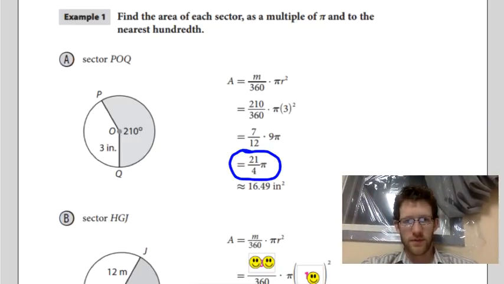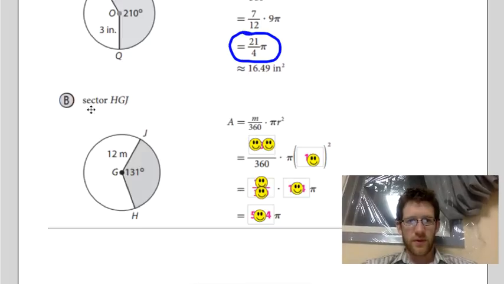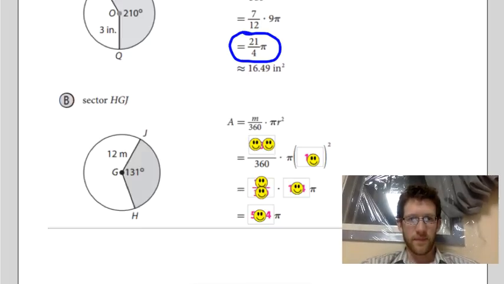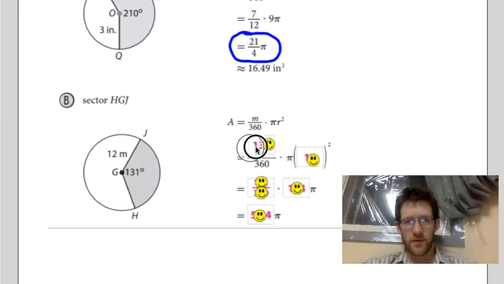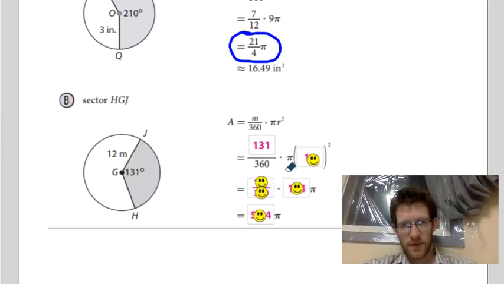So, good job. The second one here is sector HGJ, H to G to J. Again, we're going to use shading to clarify that it's this one on the right. It's 131 degrees. The radius is 12. So we can plug that in: 131 divided by 360 times pi times the radius, so 12 squared.